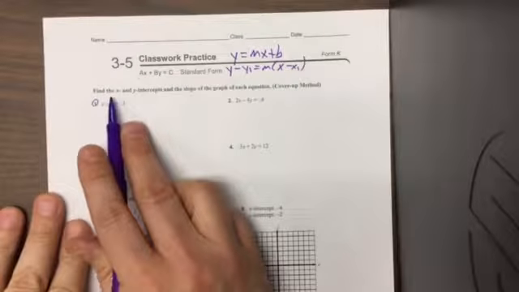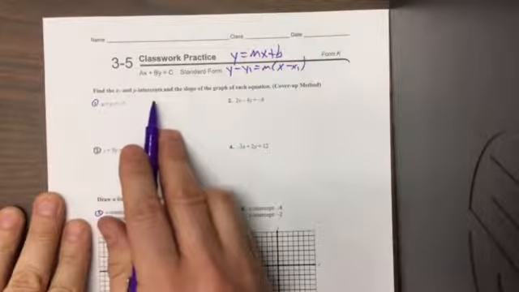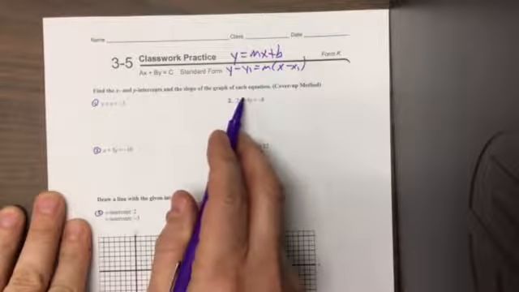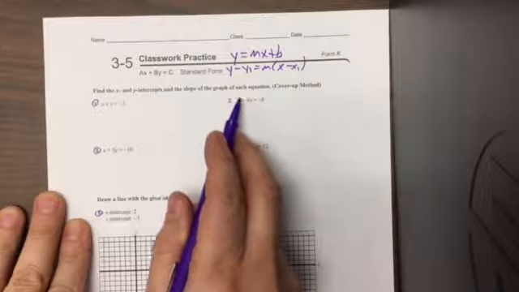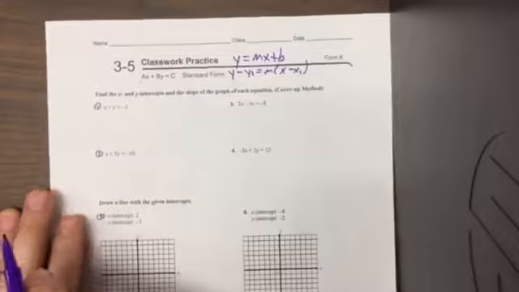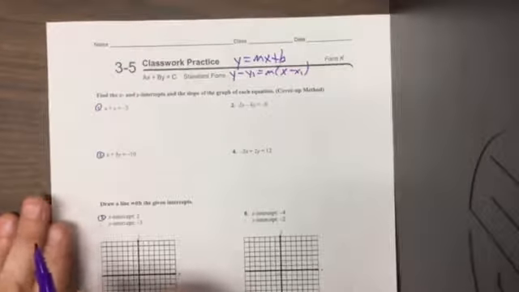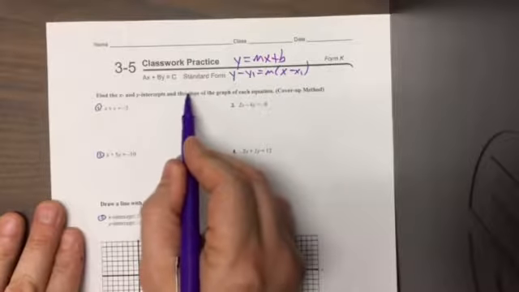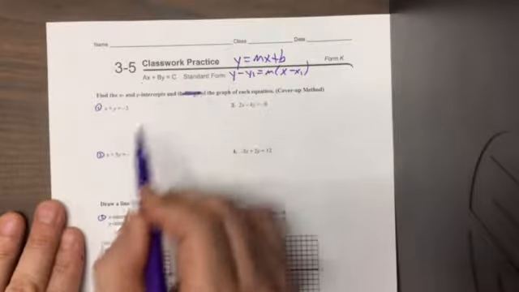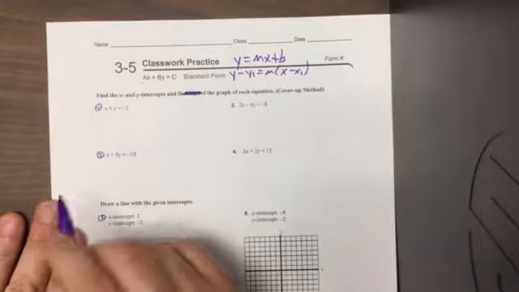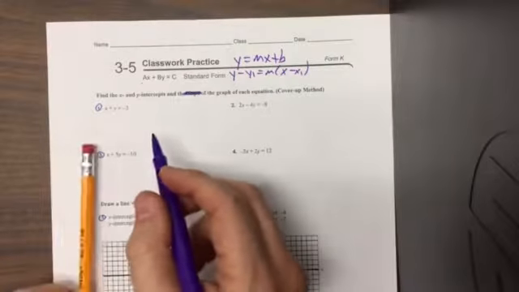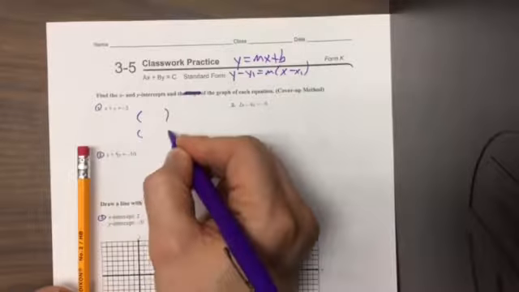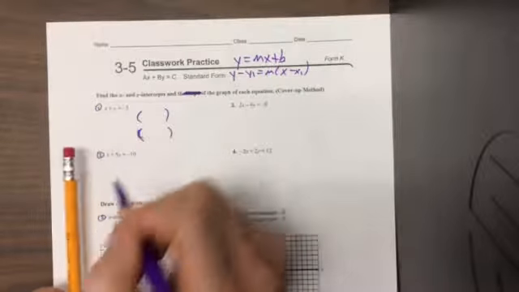So directions say find the x and y intercepts and the slope of the graph of each equation using the cover-up method. Okay, so really we're just going to focus on the x and y intercepts. We're not doing this, all right? Just the x and y intercepts. So to find the x-intercept, I want to first explain quickly or review what x and y intercepts are.